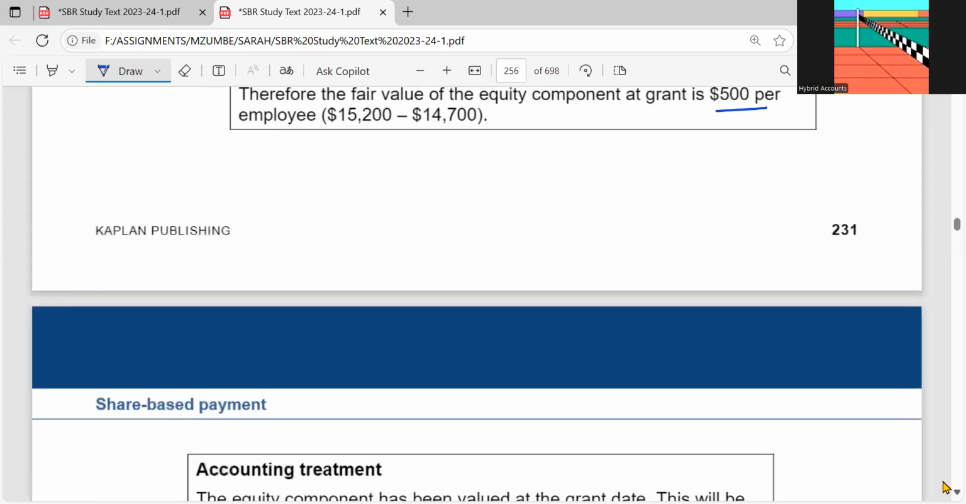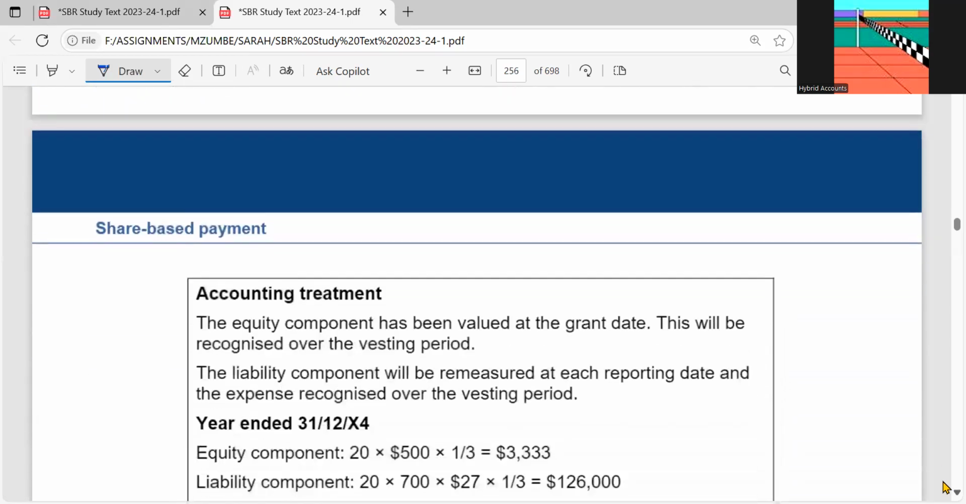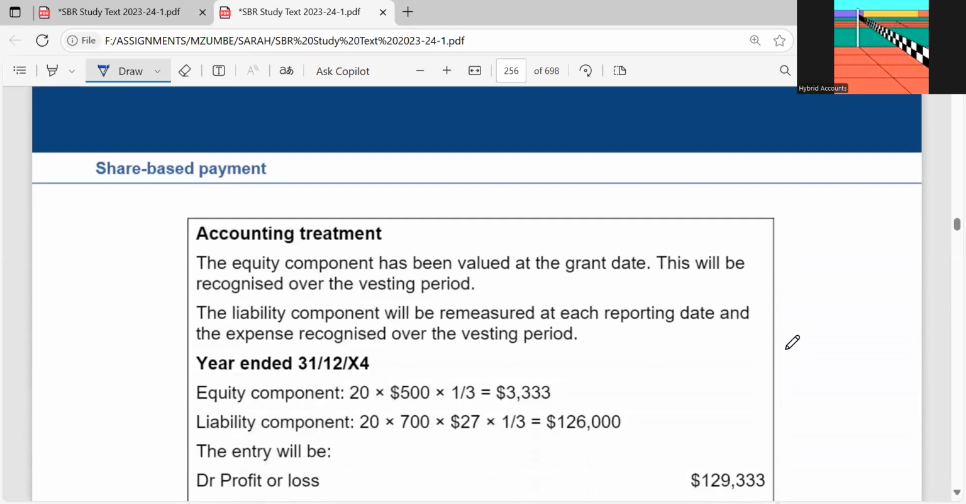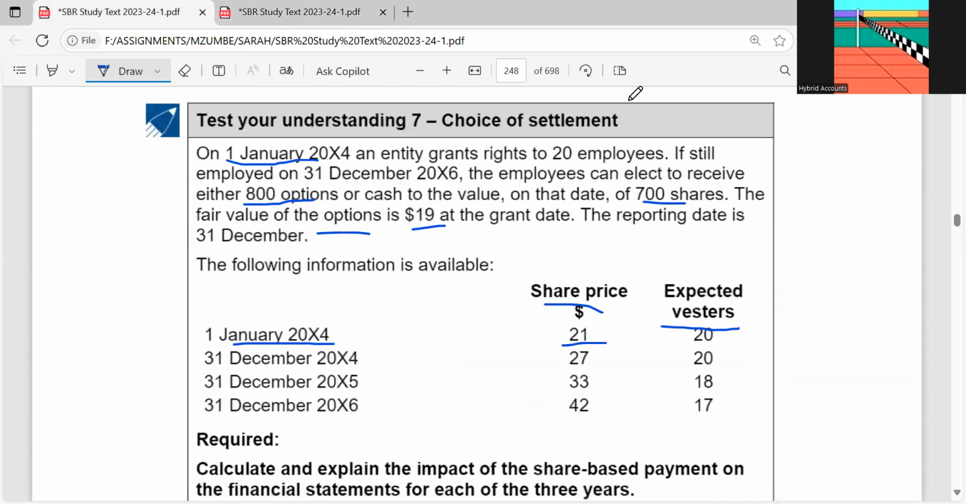You already know what each employee would receive, right? So if you know that, I think the remaining one would be easy, right? You know how to deal with that, right? This should be the equity component, and we have learned how to deal with the equity settled share-based payment, right? So you know that you'd receive 500, but now you look at how many rights were provided for each and how many employees were there.